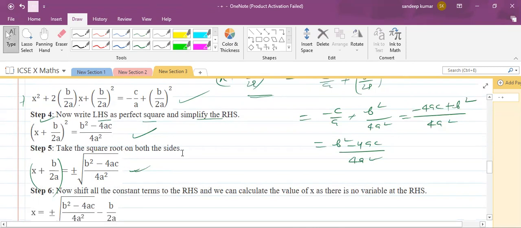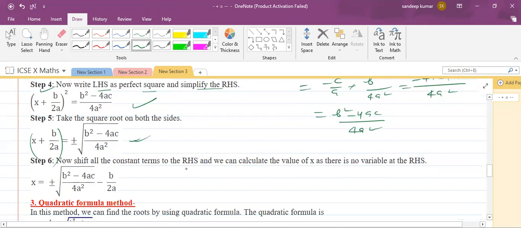Okay. Now shift all the constant terms to the RHS, and we can calculate the value of x as there is no variable on the RHS. Okay, so x is equal to what? Plus minus square root of b square minus 4ac by 4a square, and this plus b by twice of a becomes minus b by twice of a. This is the second method.